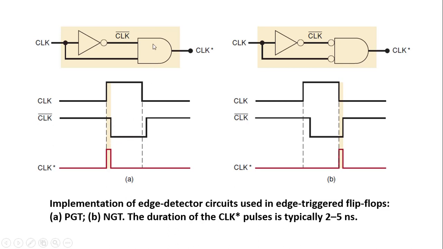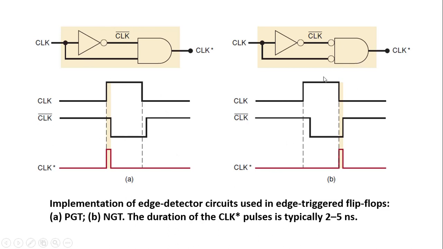So we know that for the AND gate the output is 1 only when both the inputs are 1. So when clock bar and clock are both 1, only for this much duration the output is 1. For the remaining period this is 0. This spike is within 2 to 5 nanoseconds, which is almost negligible. So this is similar to the edge only, so it will work at the positive edge.